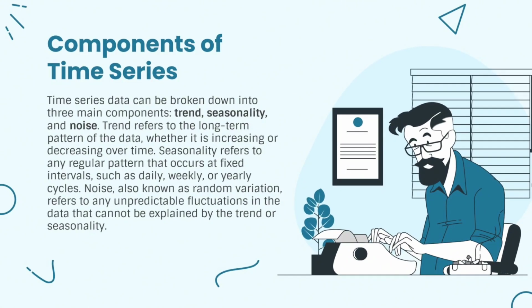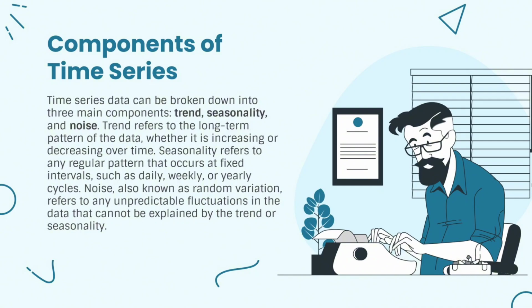Components of time series. Time series data can be broken down into three main components: trend, seasonality, and noise. Trend refers to the long-term pattern of the data, whether it is increasing or decreasing over time. Seasonality refers to any regular pattern that occurs at fixed intervals, such as daily, weekly, or yearly cycles. Noise, also known as random variation, refers to any unpredictable fluctuations in the data that cannot be explained by the trend or seasonality.